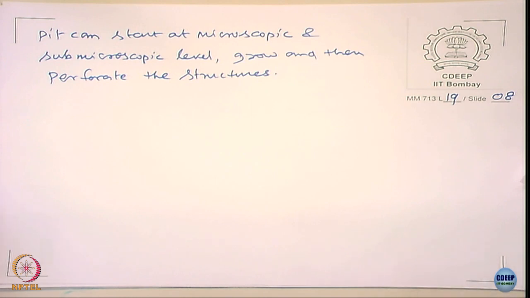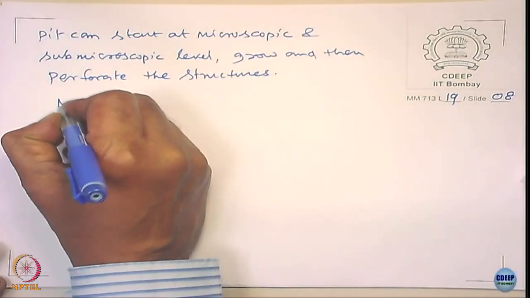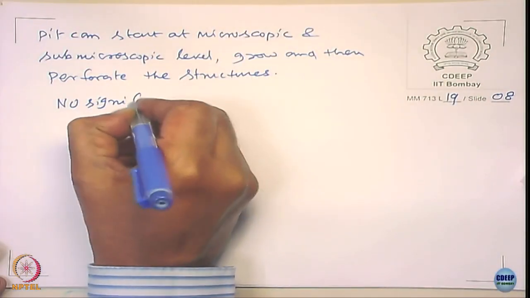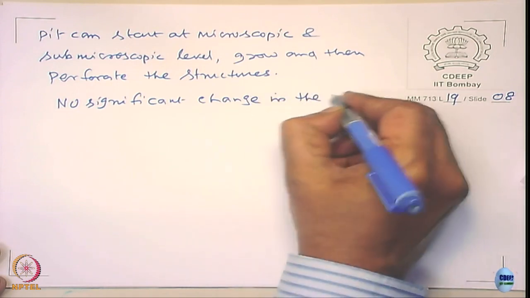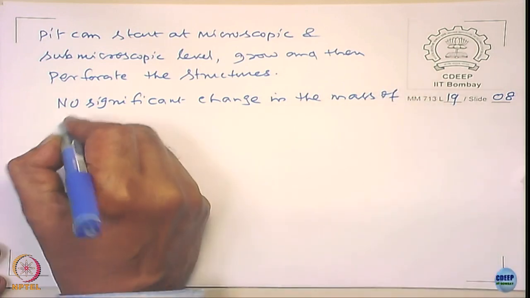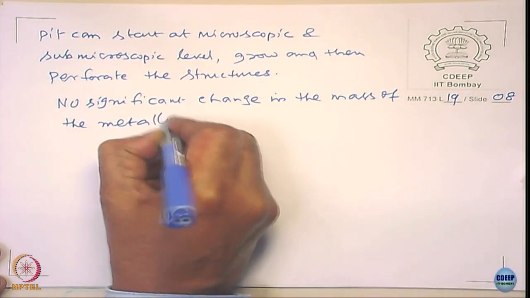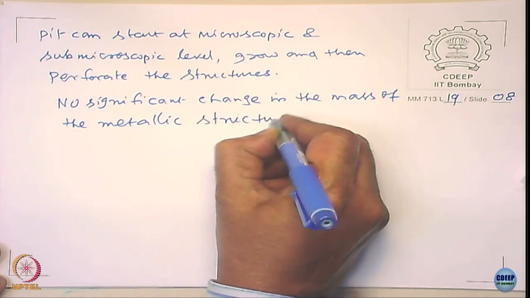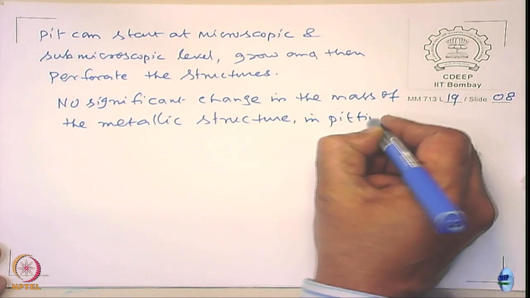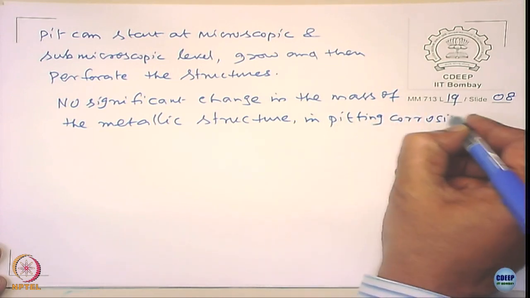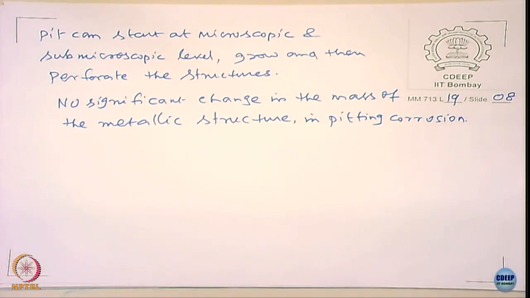Look at this corrosion at the microscopic level, right. That means there is no significant change in the weight, the mass of the structures. So, there is going to be no significant change in the mass of the metallic structure in pitting corrosion. So, a test like the mass loss test has no meaning, right.